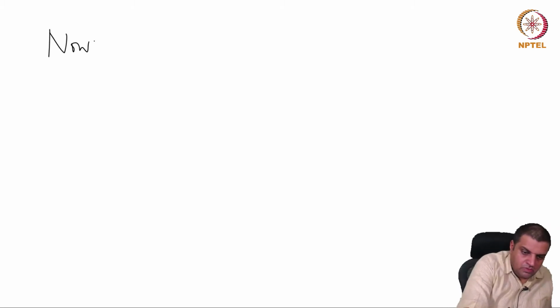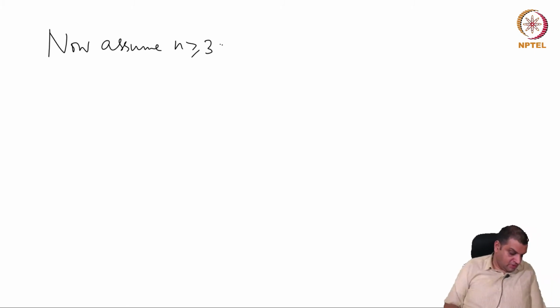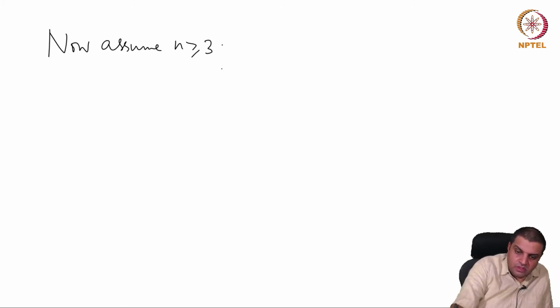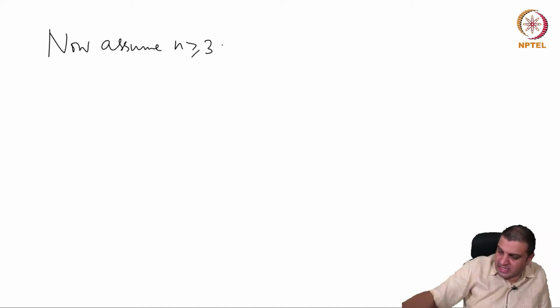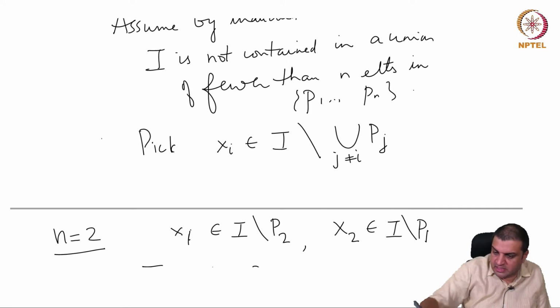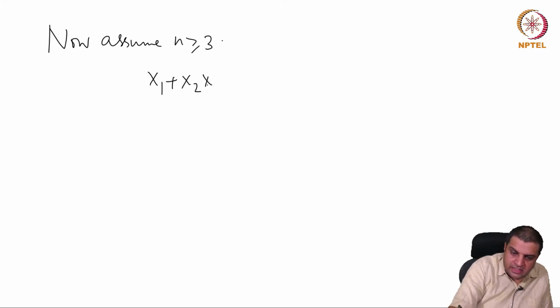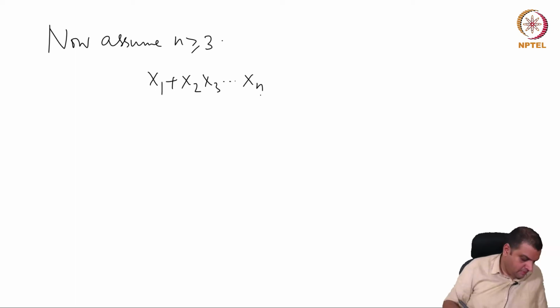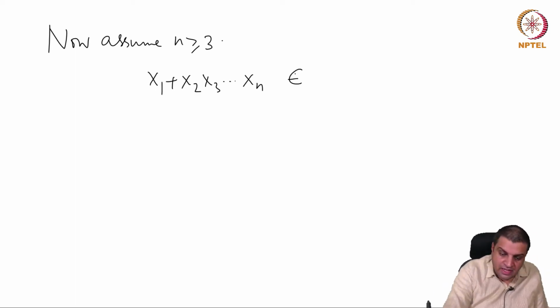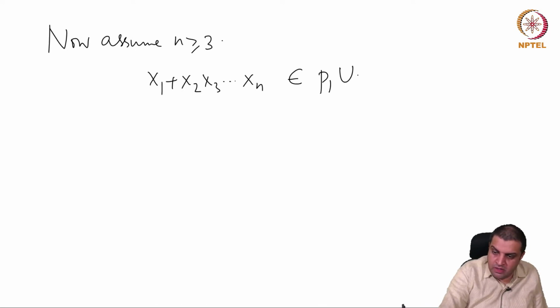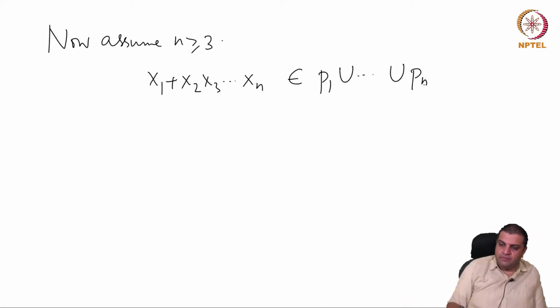Okay, so now assume n is greater than or equal to 3. So then we consider the element. We have picked elements x1 through xn satisfying this, and consider the element x1 plus x2 x3 and so on up to xn. This element is inside P1 union Pn. That was the hypothesis. This is an element of I.